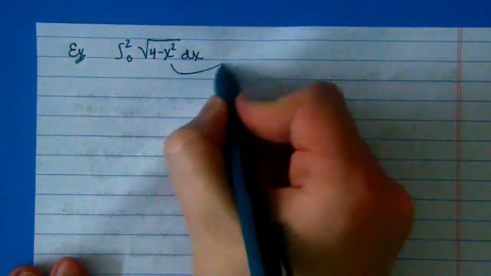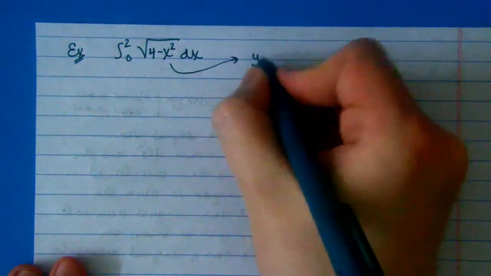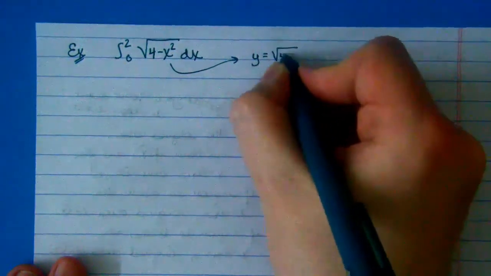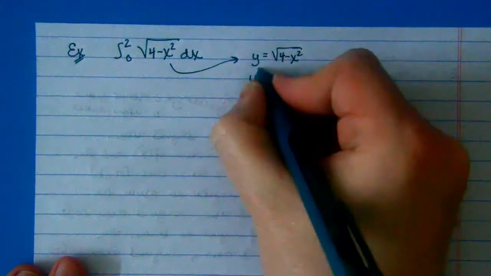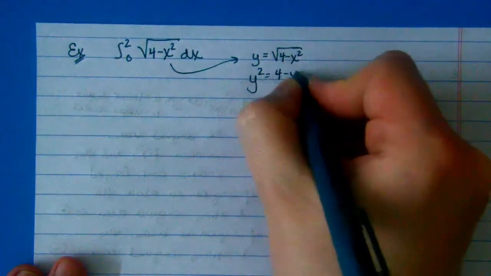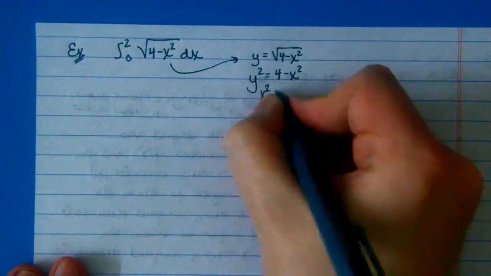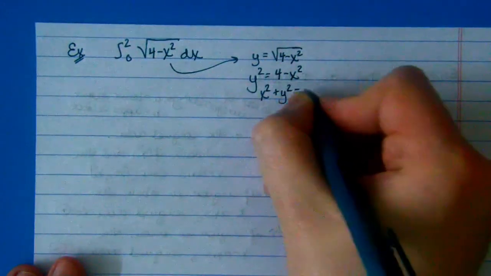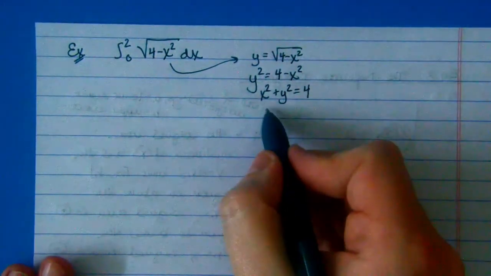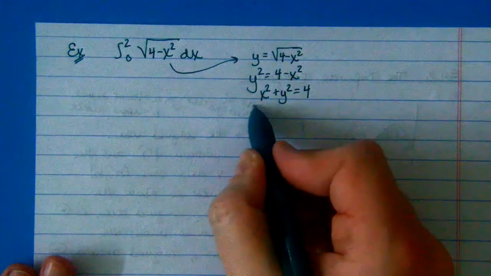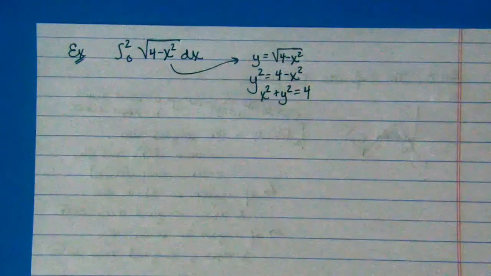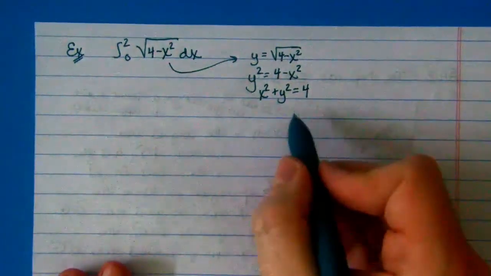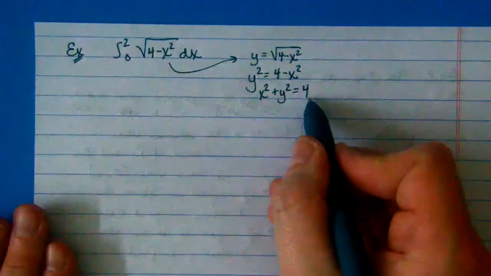If you don't remember where this came from, well, this is like y equals the square root of 4 minus x squared. If I square both sides, I get y squared equals 4 minus x squared, or x squared plus y squared equals 4. What do you remember from last year? What is x squared plus y squared equals 4? That's a circle. This is a circle with a center at the origin and a radius of 2.